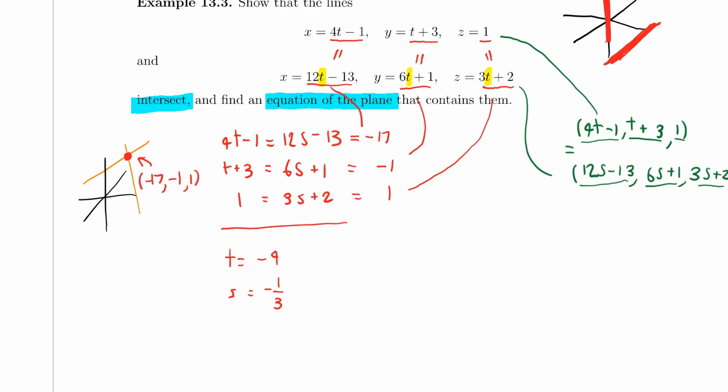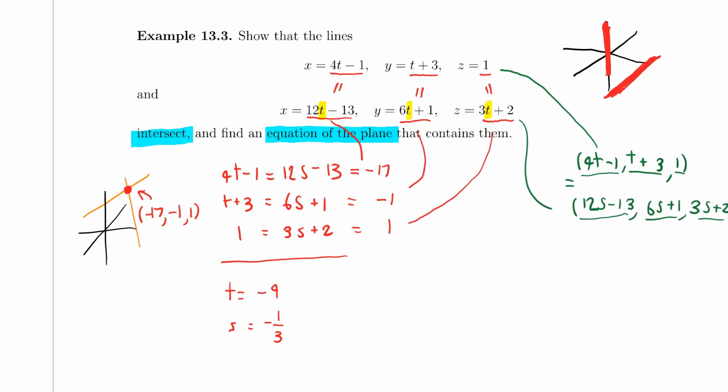Okay? So now the first part is done. These two lines indeed intersect. And now I'm going to need to find an equation of the plane that contains these two lines. You can imagine, if I have two lines that intersect at a point, there is a plane that is going to contain these two lines.